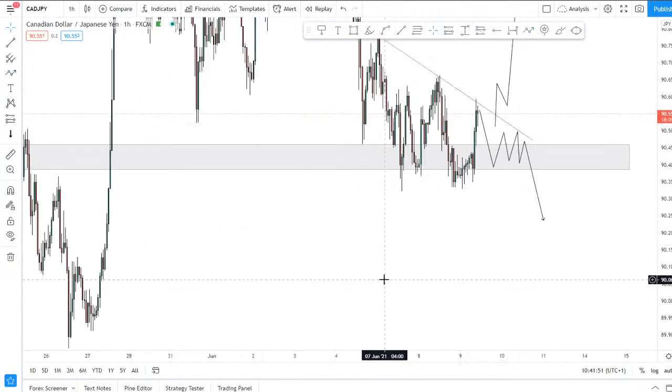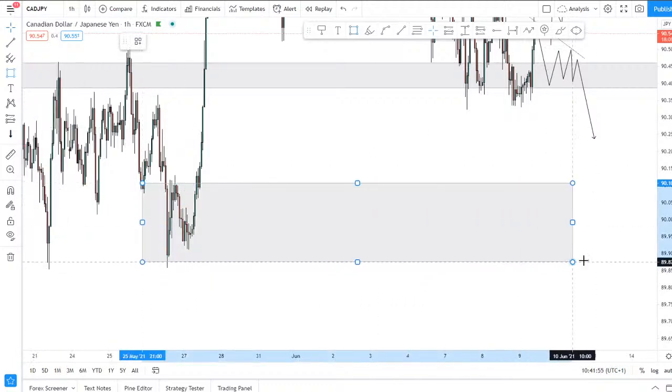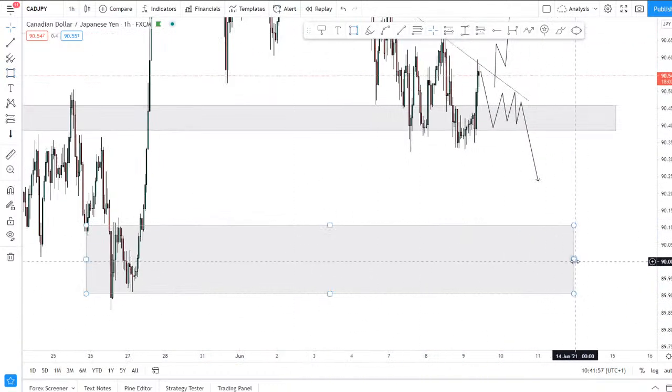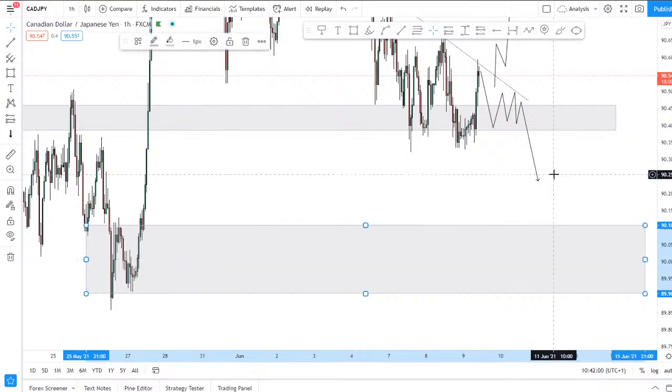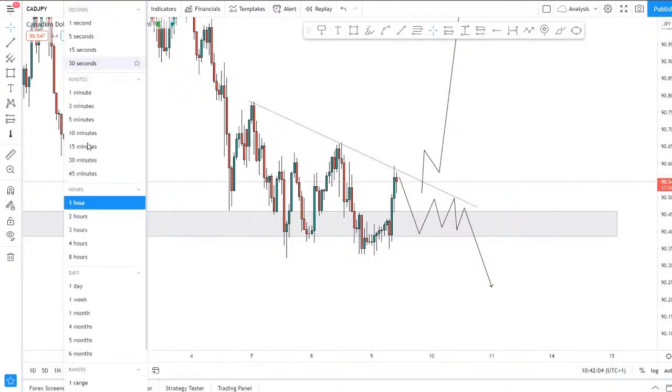And in that case, if we do that, then I will be waiting for price to get to that 90 region, which is around here, and I will be looking for buys around here. But as you can see, I haven't really got that price action just yet, so we'll be waiting for that.